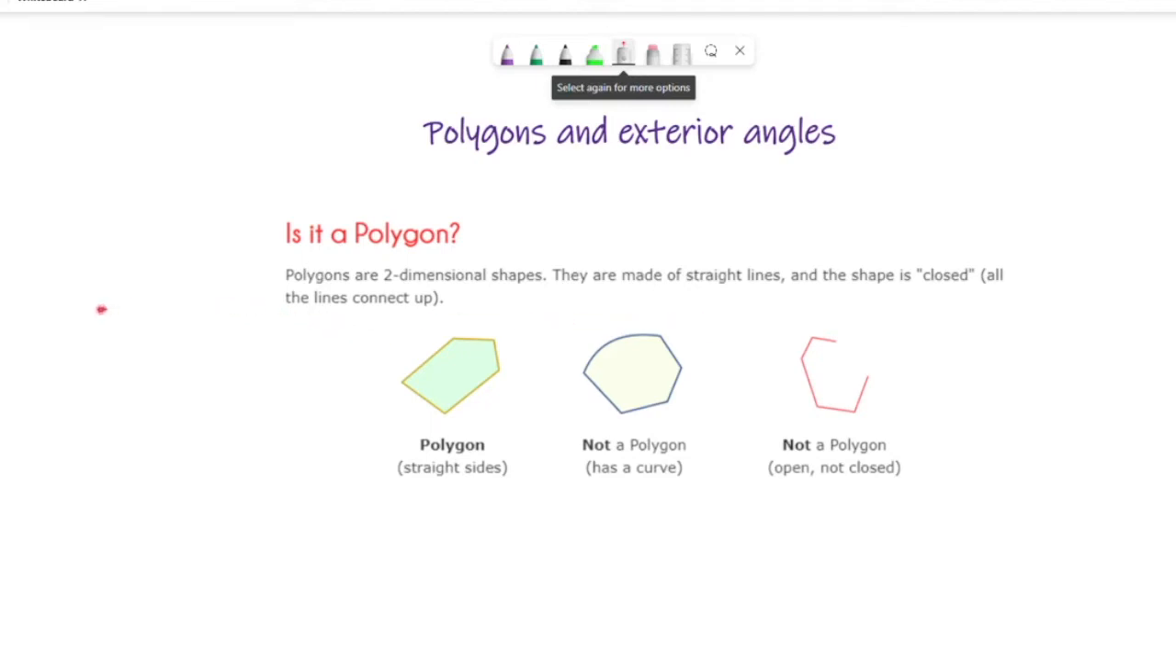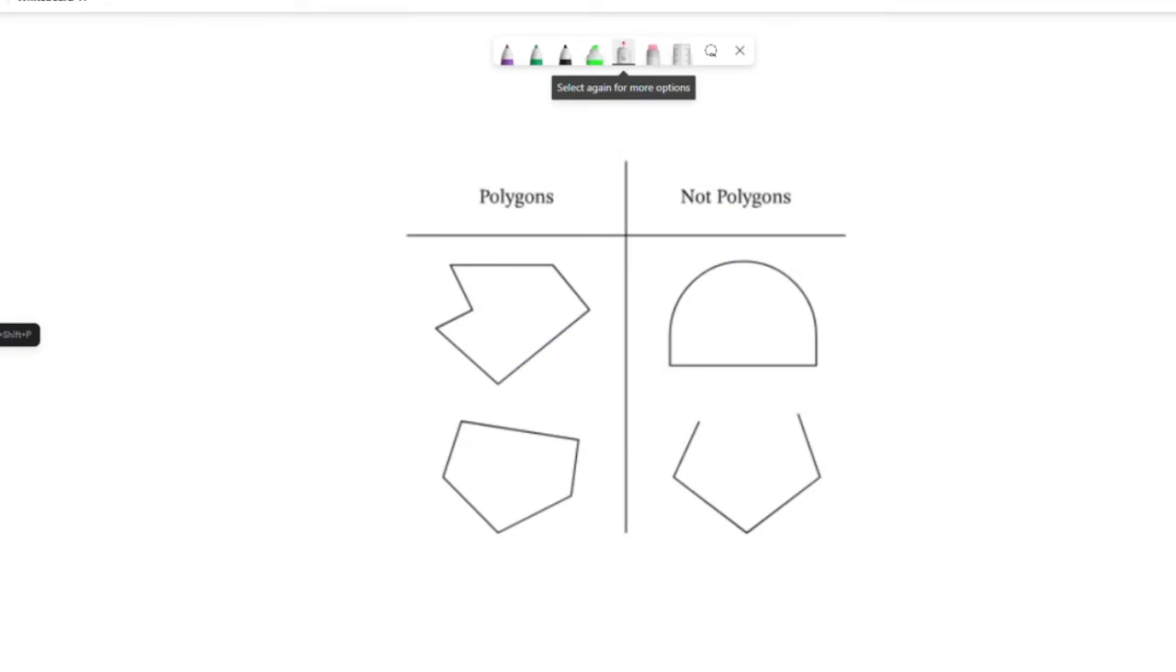Okay, let's see some other examples. As you can see here, these two shapes are polygons because they are made up of straight lines and they're closed. Straight lines, closed. And these shapes are not polygons because this one is closed but it does not have straight lines. This one is a curve, it's not a straight line. And this one has only straight lines but it's not closed. So these two are not polygons.